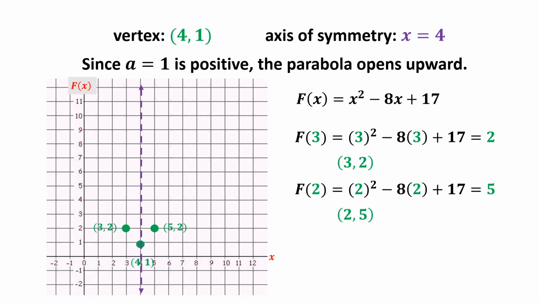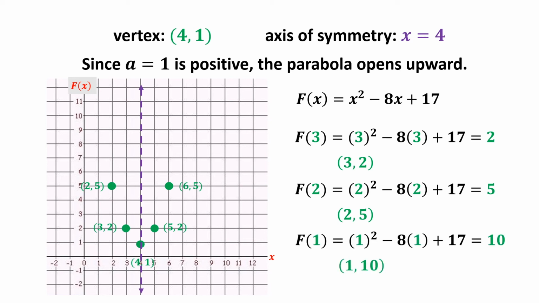If x is equal to 2, substitute this to x in f of x. F of 2 is equal to 5 and the point 2, 5 is a point of the parabola. Reflect this point on the other side of the axis of symmetry. Its reflection is the point 6, 5.